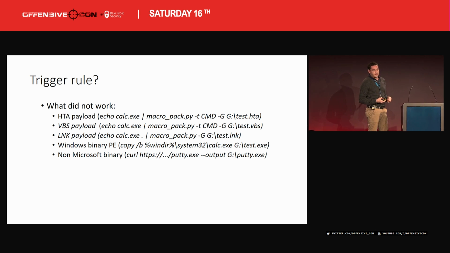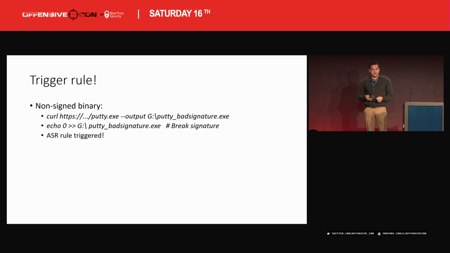I tried a Windows binary. I tried a non-Microsoft binary. And what finally triggered the rule was an unsigned binary or a binary with a bad signature. For example, I append 0 to PuTTY, and this triggers the rule. So it's very limited in its functionality, and it's pretty easy to bypass.